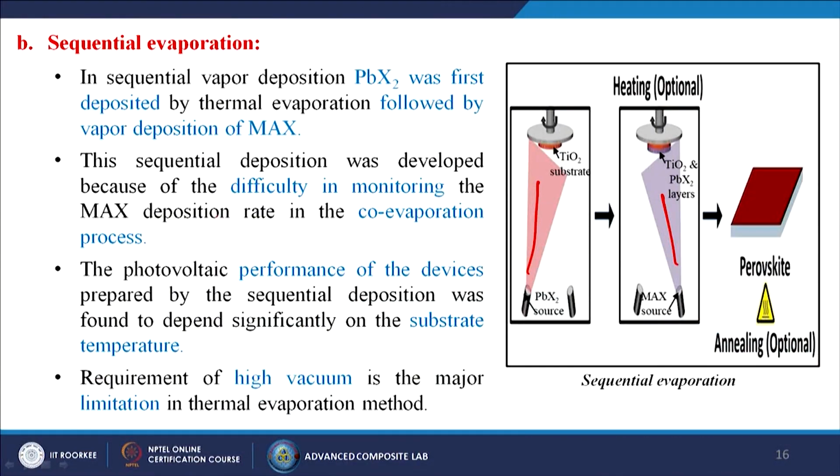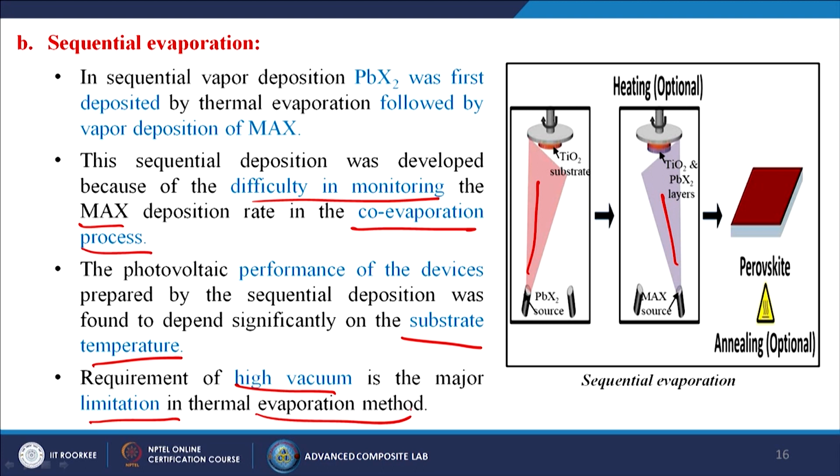So, this sequential deposition was developed because of the difficulty in monitoring the MAX deposition rate in the co-evaporation process. The photovoltaic performance of the devices prepared by sequential deposition was found to depend significantly on the substrate temperature. Requirement of high vacuum is the major limitation in thermal evaporation methods. So, that is also one of the drawbacks.